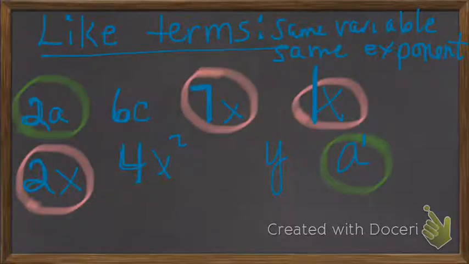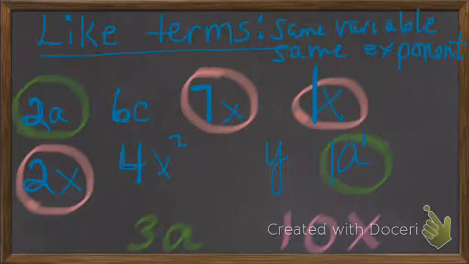Okay, so let's go ahead and combine like terms. Look at the green ones, 2a and 1a, right? How many a's is that? Well, that's 3 a's, right? And then let's look at the pink ones. 2x and a 7x. How many x's is that? 9 plus 1 more. And that's all that you could do there. That's combining like terms.